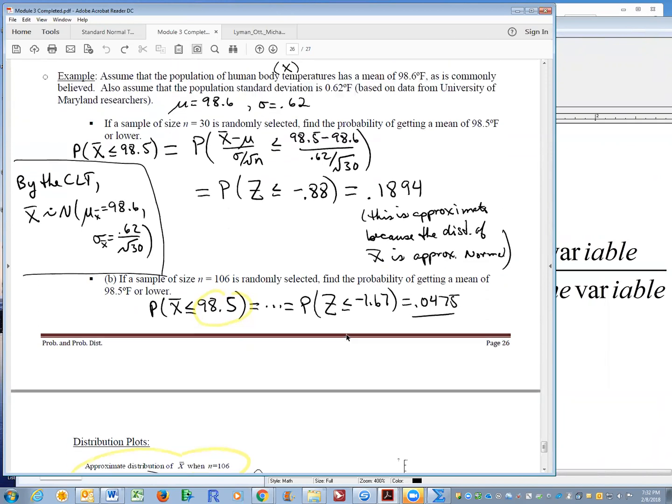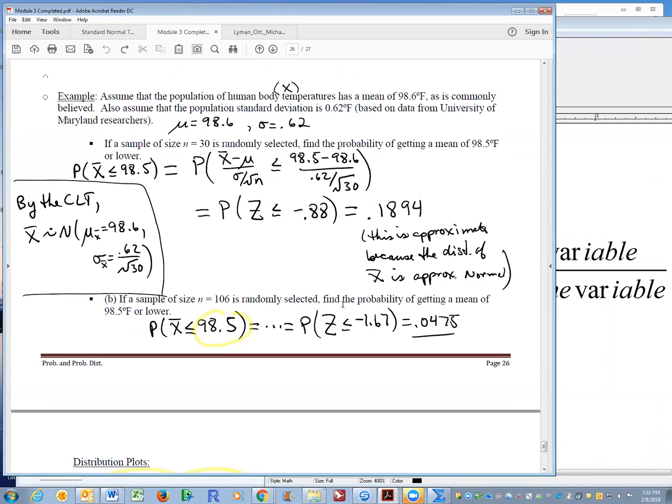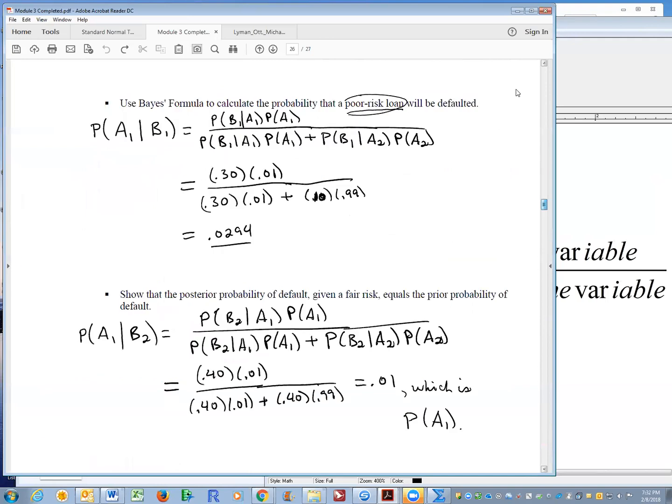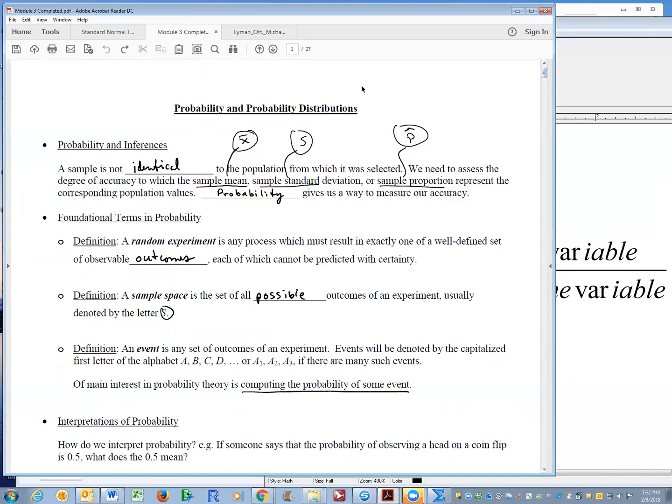Other questions with the end of this module? So I think I heard some crickets, but let's say module 3 completed. No more questions. Do we want to talk about some WebAssign problems? Yes. Okay.